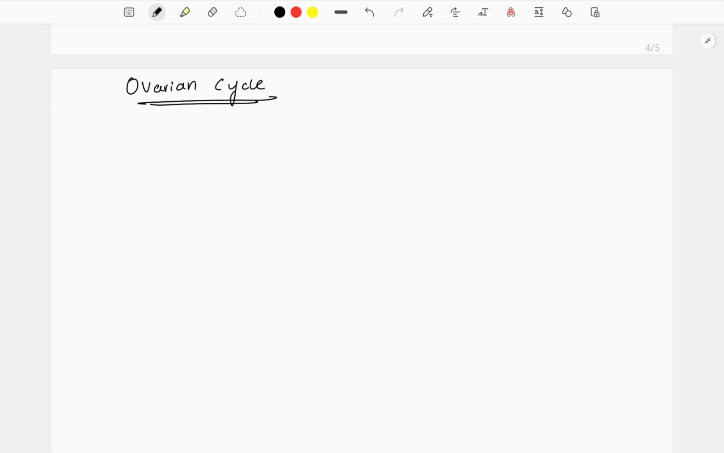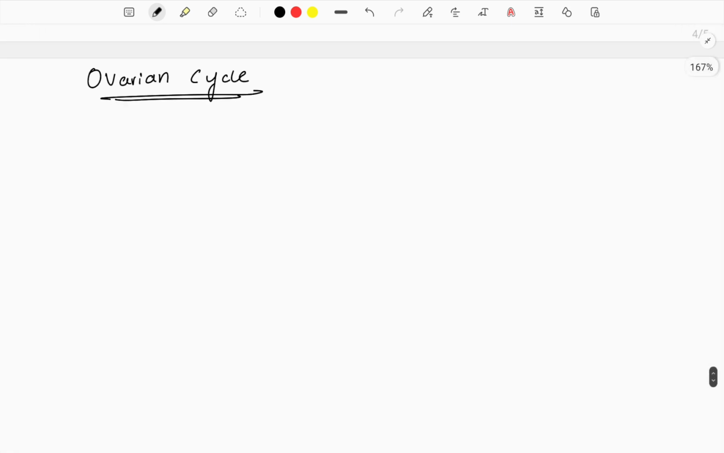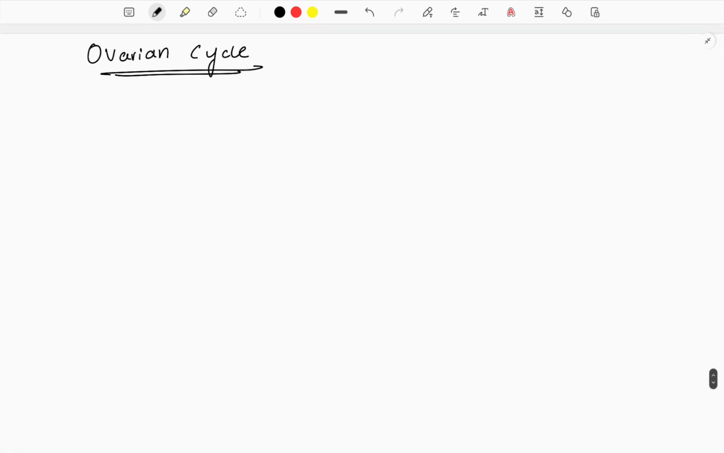Hi everyone, so today we are going to learn about ovarian cycle. So first, what are the events which happen in ovarian cycle? First, why does the ovarian cycle usually start at puberty and not before that?